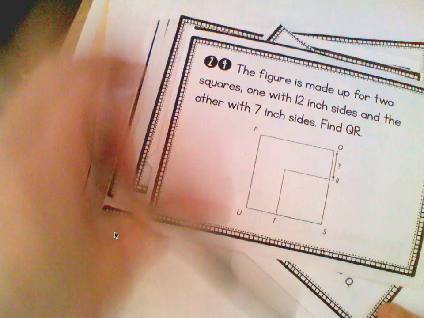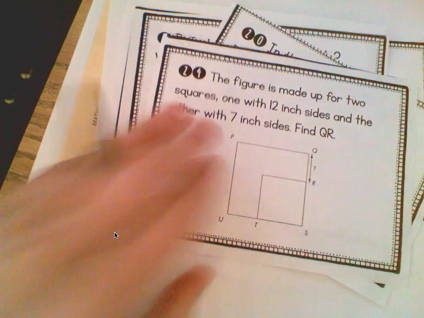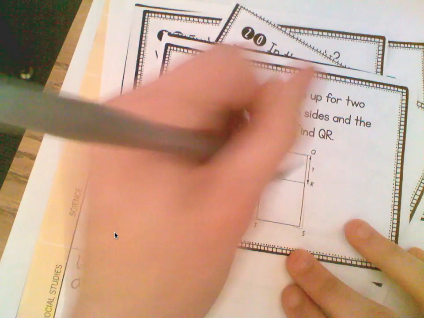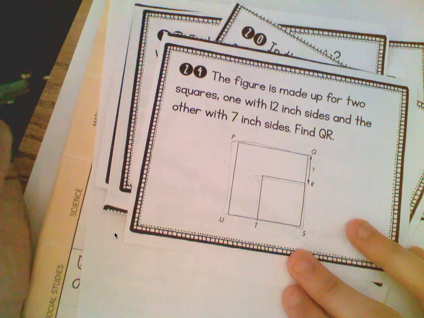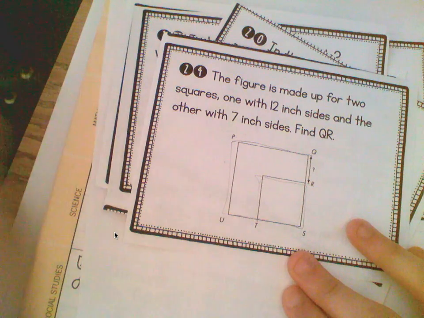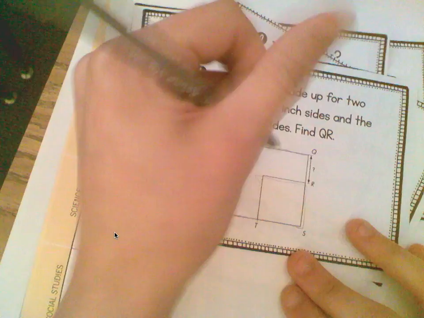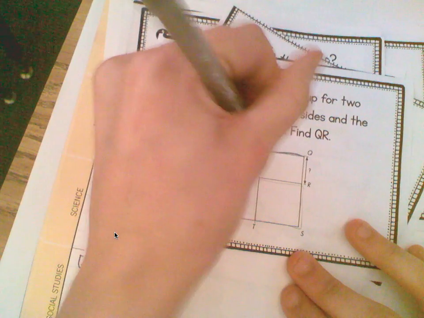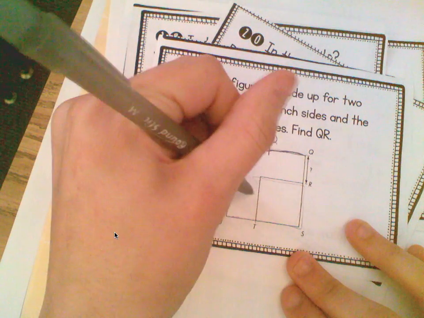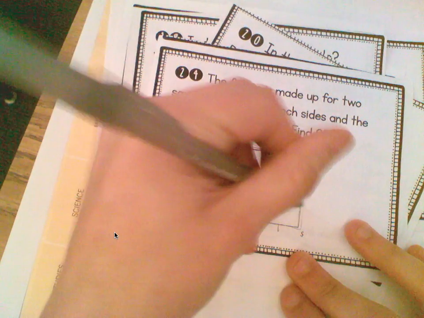All right. Let's see if I'm doing this one. The figure is made up of 2 squares. So here's one big square and here's a smaller square. One with 12-inch sides and the other with 7-inch sides. Well, common sense is telling me that the bigger one is the 12 inches. So I know that this is 12, so all of those big sides are the same. And this is 7, so I know all of those little sides are the same.